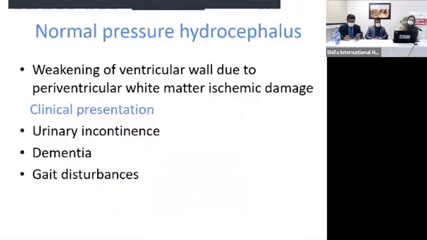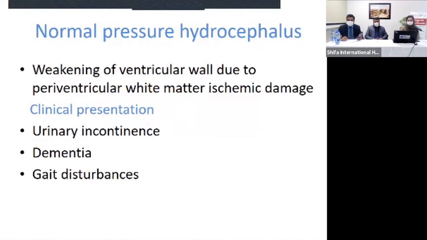Normal pressure hydrocephalus also comes as a differential diagnosis for hydrocephalus. One of the theories for the development of normal pressure hydrocephalus is a weakening of the ventricular wall due to periventricular white matter ischemic damage, which causes enlargement of the ventricles, although the etiology is not very well understood. It classically presents as a triad of symptoms, including urinary incontinence, deterioration of cognition, and gait disturbances, although not all patients presenting with the condition may have these three symptoms.